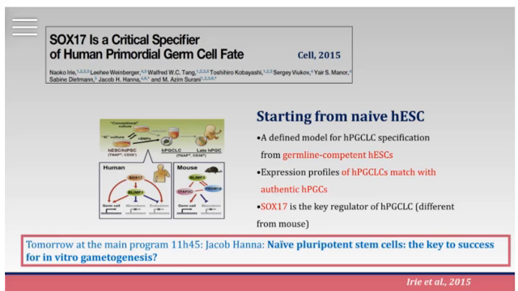So it means that we cannot translate all the experience we have in mouse to the human, which of course makes it a little bit difficult. I also welcome you tomorrow. He's on the main stage, Jacob Hanna, the senior researcher from this group. He will talk about whether naive pluripotent stem cells are the key to success in in vitro gametogenesis.